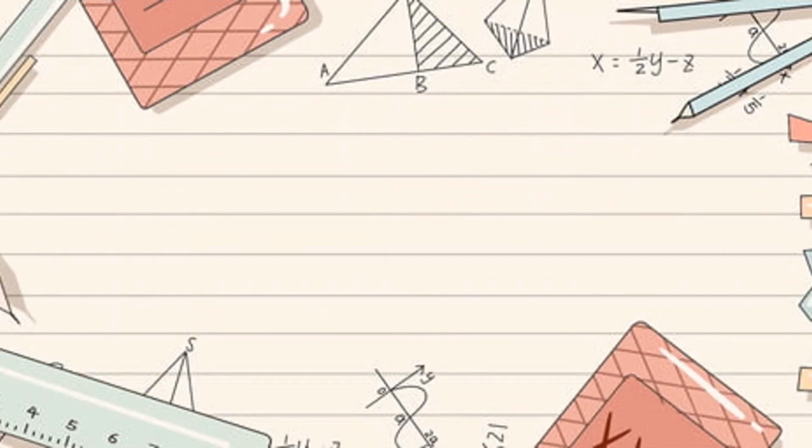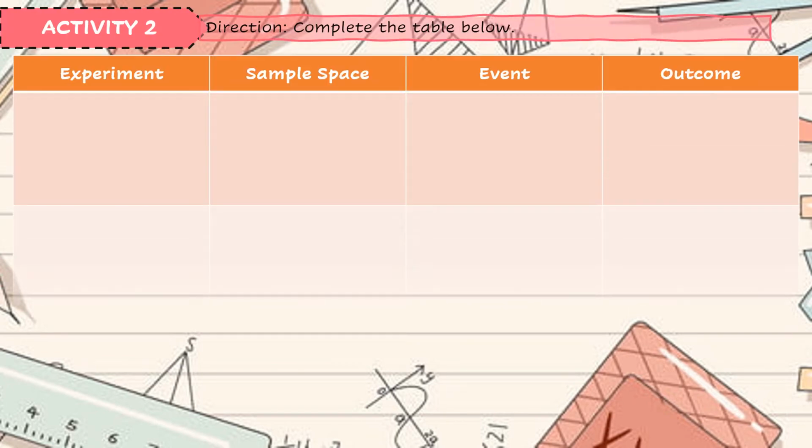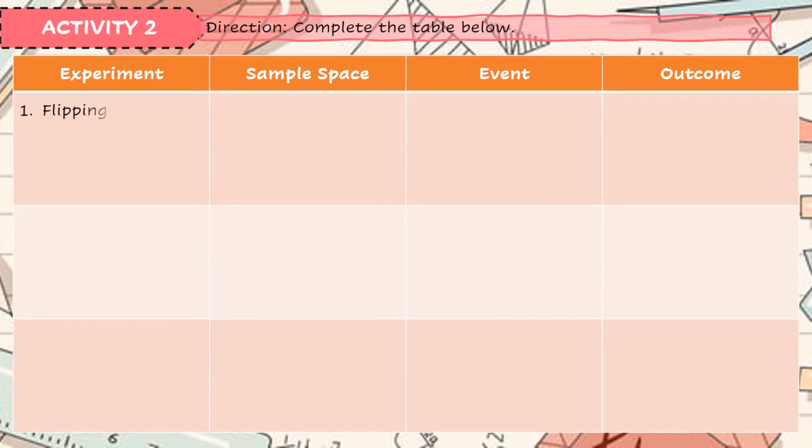Our second activity, since you already know what is experiment, sample space, event, and an outcome, let's complete this table. Ayan. So, for our first experiment is flipping two coins. So, this time, meron tayong dalawang coins. Okay? So, kung i-flip natin ito ng sabay, what are the possible and complete list of outcomes? Ang ating sample space. Ayan.